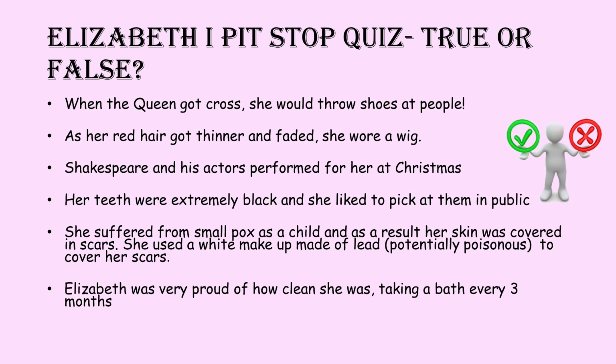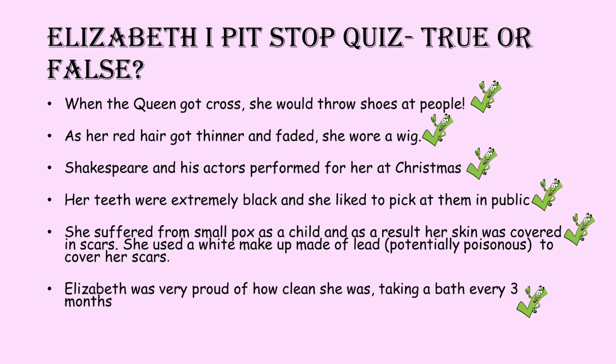Her teeth were extremely black and she liked to pick them in public. She suffered from smallpox as a child, and as a result her skin was covered in scars. She used white makeup made of lead, which is potentially poisonous, to cover up her scars. Finally, Elizabeth was very proud of how clean she was, taking a bath every 3 months. And they are actually all true facts about Queen Elizabeth.